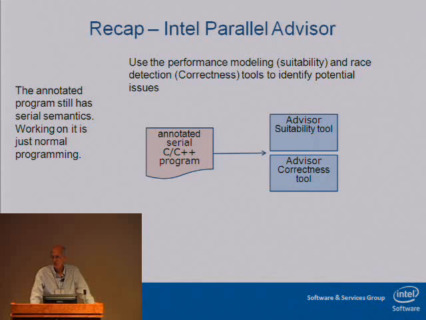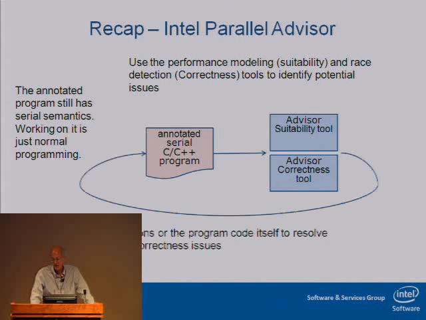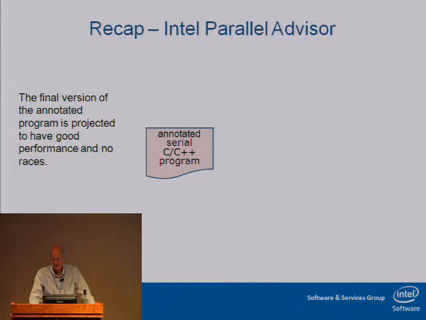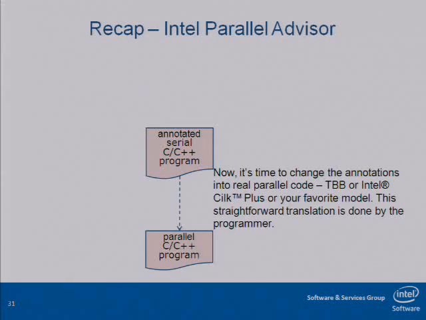You now use the suitability tool to figure out the performance characteristics, and the correctness tool to find out what kind of race conditions and memory problems you may have. And now you fix the problems, and you go around this loop. You repeat a couple times as you fix the problems and look at what your suitability results are. But again, you're still working on your serial program.